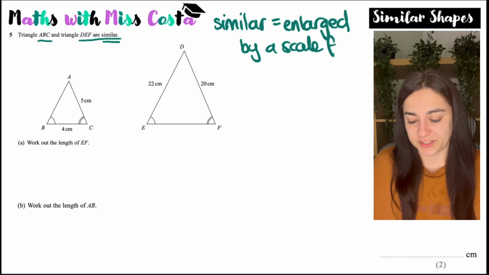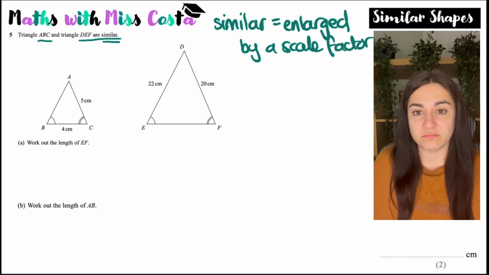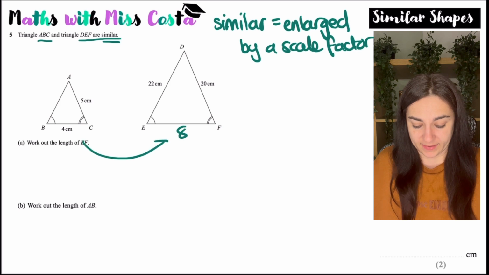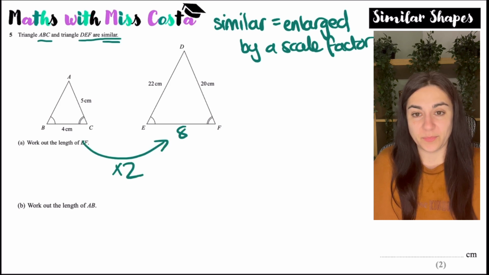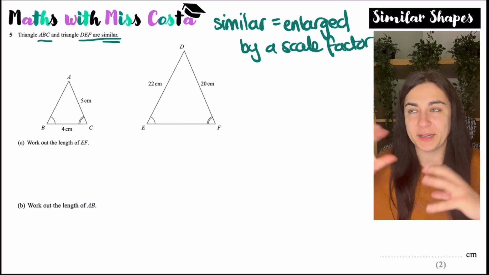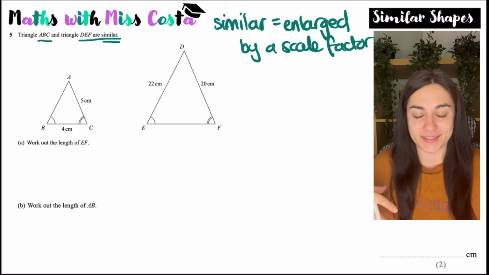And the scale factor is just a number that the shape is enlarged by. So for instance, let's imagine that this was 8. If I multiply 4 by 2, that gets me 8. So the scale factor would be 2. So scale factor is just how many times larger is one shape in comparison to the other.